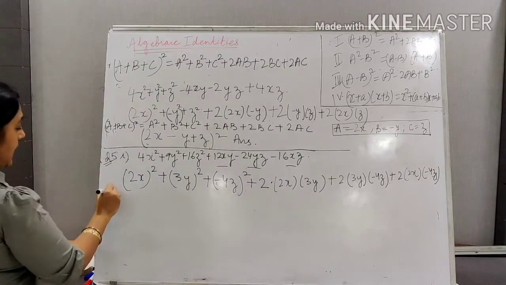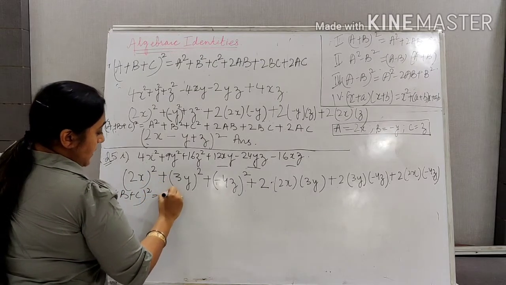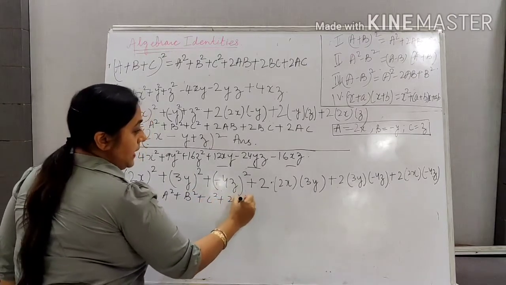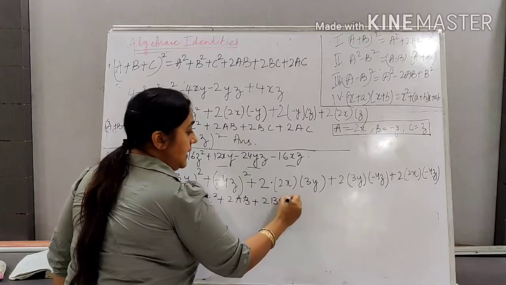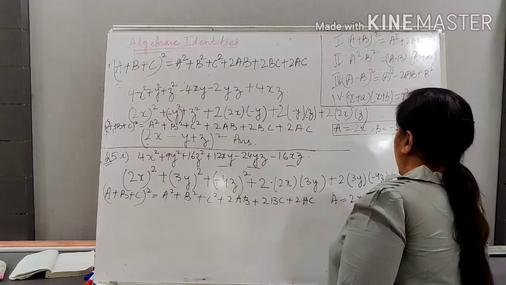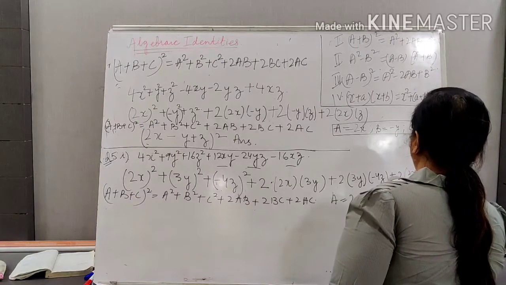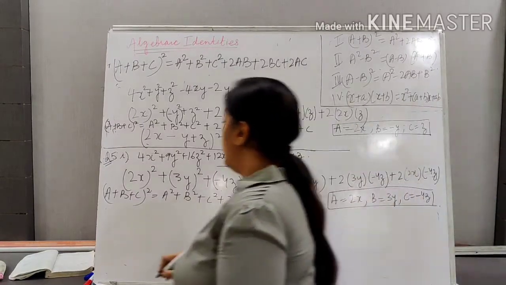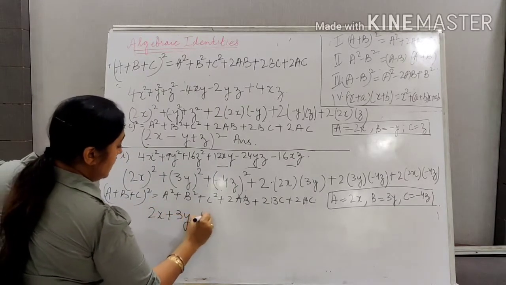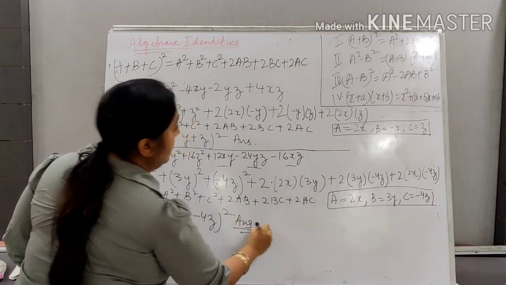Again it has become a plus b plus c whole square, a square plus b square, what is it? C square. Next term is 2ab, then 2bc, then 2ac. What is a in this case? You have to clearly mention. A is 2x, b is 3y, and c is minus of 4z. Right? So what should be the answer? After factorization, you got 2x plus 3y minus 4z whole square is your answer.